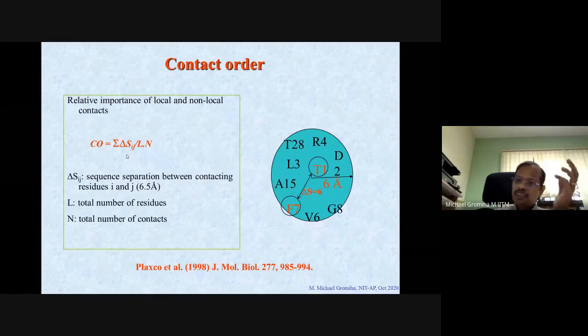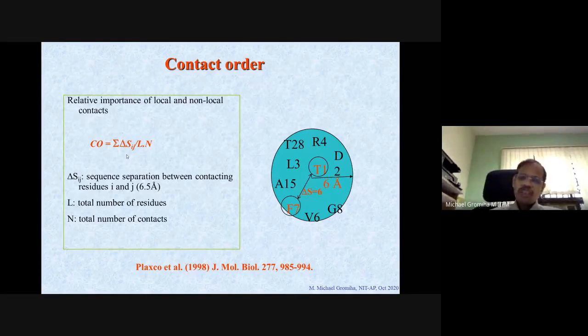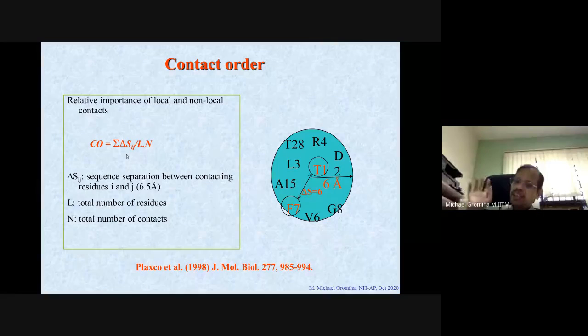The contact order can be less or more, depending on the number of long range contacts. For example, one protein has many long range contacts, and another protein has fewer long range contacts. Which one has more contact order? Because contact order depends on delta Sij, and long range contacts means they are very far away. If the protein has more long range contacts, automatically this contact order will be very high, and with fewer long range contacts, it will be less.